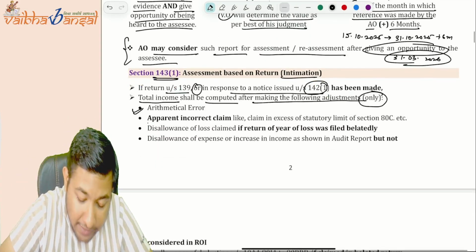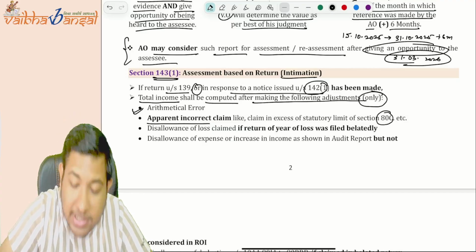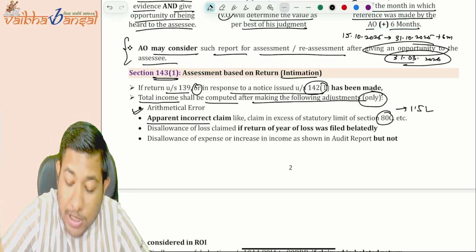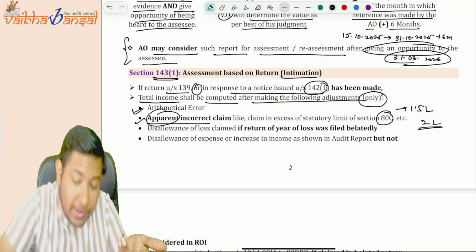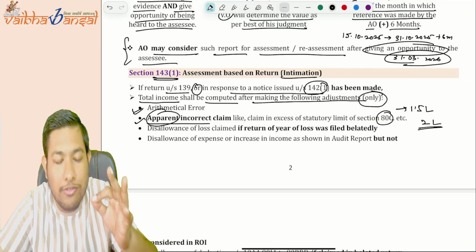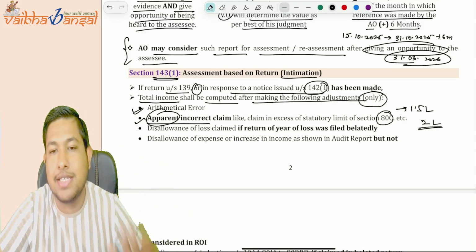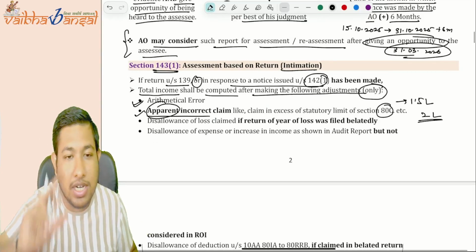Okay. Now, if there is an apparent incorrect claim, like if you are claiming under section 80C, whose limit is 1.5 lakh rupees, but you are claiming 2 lakh rupees. So apparent means evident from the face. If there is an apparent incorrect claim that is claimed in excess, then it can also be checked by the CPC Bangalore, that is the system.